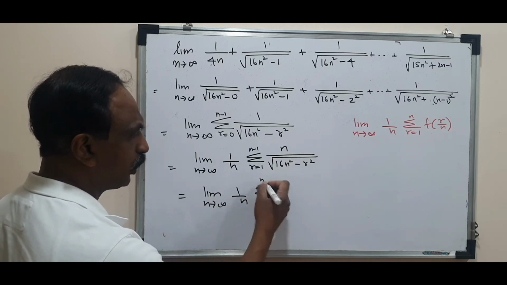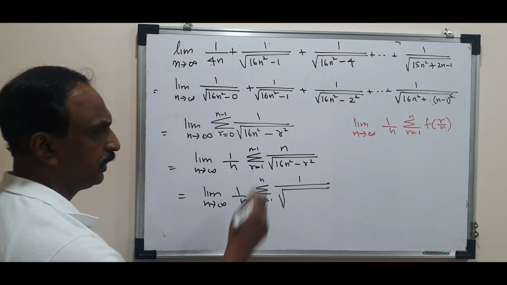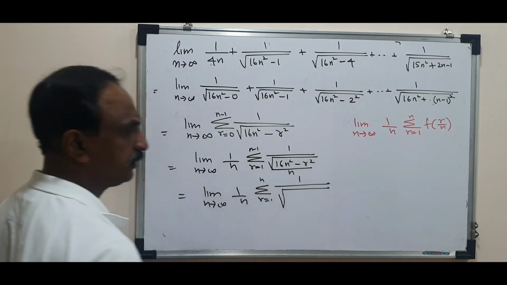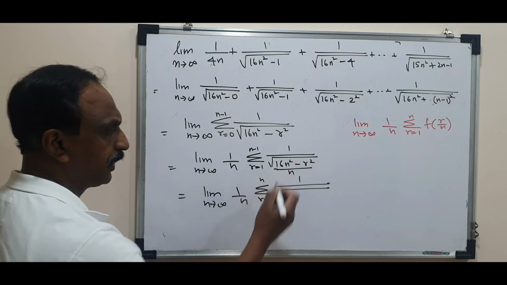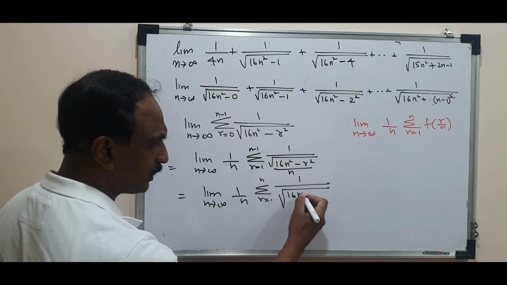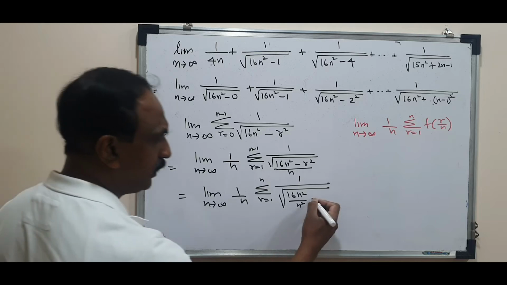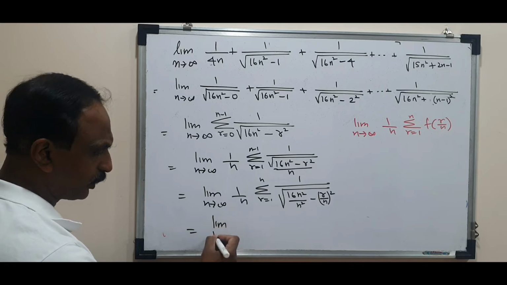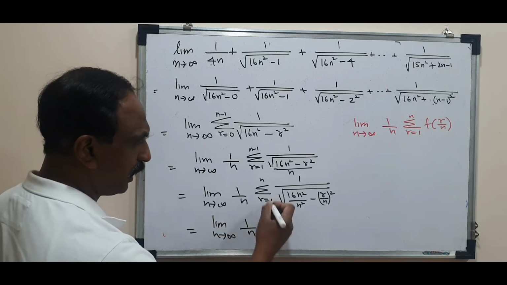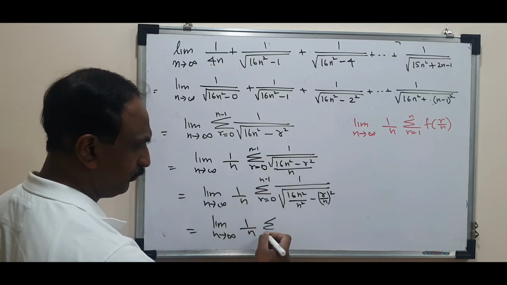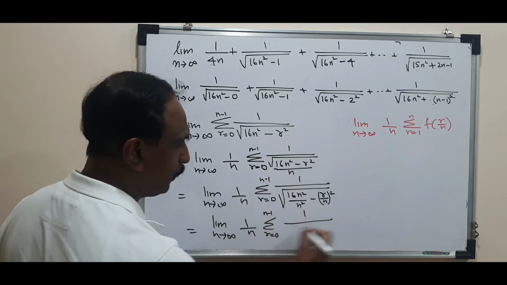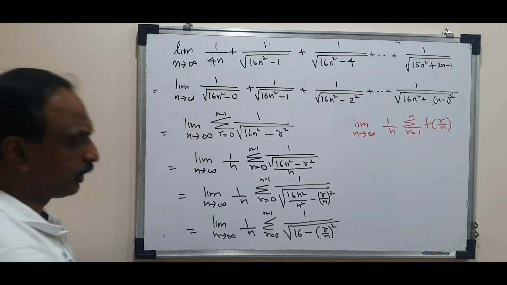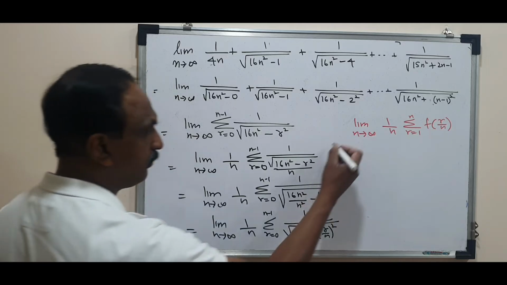So sigma r equal to 1 to n, 1 upon root of this n. I can also think of it this way. This is also fine. So directly I'll get it in the denominator. Now take the n inside, so it is n square upon n square minus r by n the whole square. So I can write this as limit n tends to infinity 1 by n sigma r equal to 0 to n minus 1, 1 upon root 16 minus r by n the whole square. Now compare these both and tell me what is f of r by n.